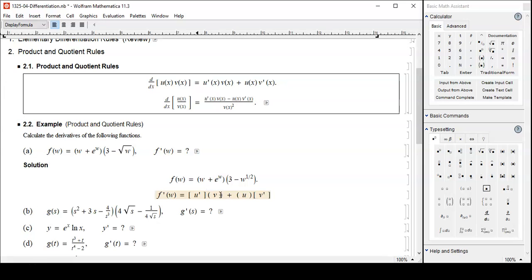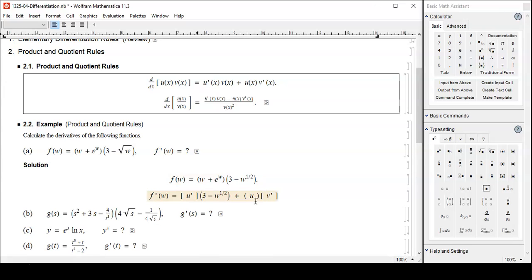Now, as for this v, this is not a derivative problem. It is just copying and pasting, just the same v. And then, as for this u, it's just copying and pasting. Now, we have to fill out this derivative and this derivative. Basically, we reduce one large derivative problem into two small derivative problems. Let's do the first derivative. Derivative of the first function. It is 1 plus e to the w power, right?